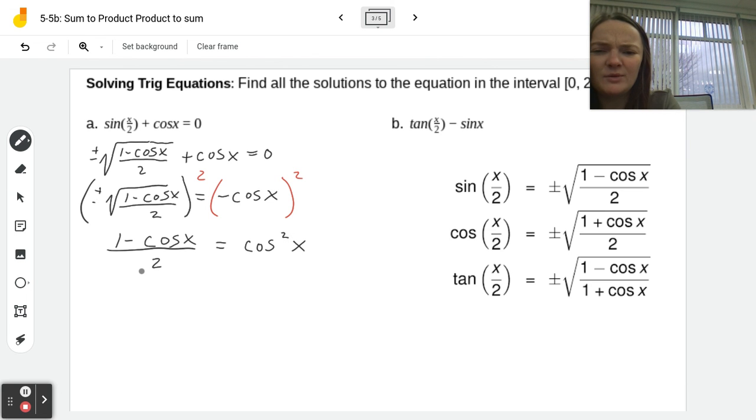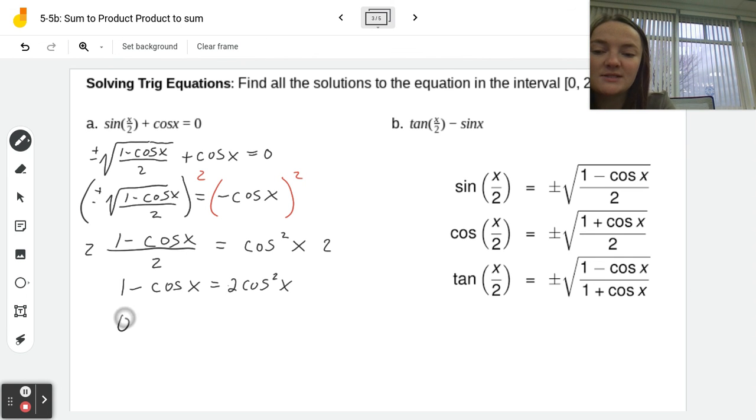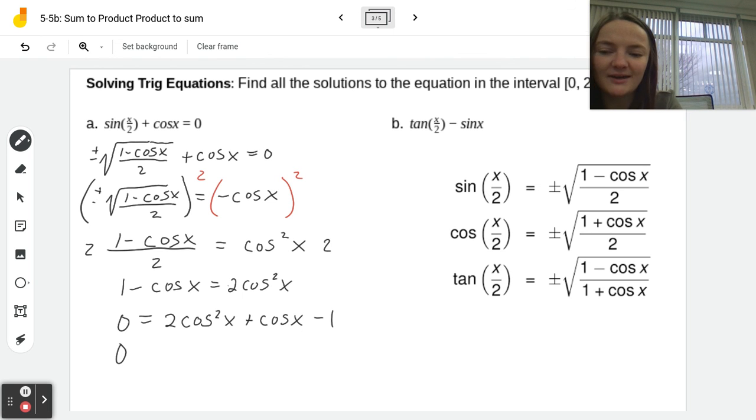Okay, from there, maybe you want to get rid of that 2 by multiplying by 2 on both sides, so I can do that. So we get 1 minus cosine of x is equal to 2 cosine squared x. So this is looking like a factoring problem. So I'm going to set this whole thing equal to 0, moving everything to one side. So we can say that 0 is equal to 2 cosine squared x plus cosine of x minus 1. And then we're going to factor this. So take a pause, see if you can factor this.